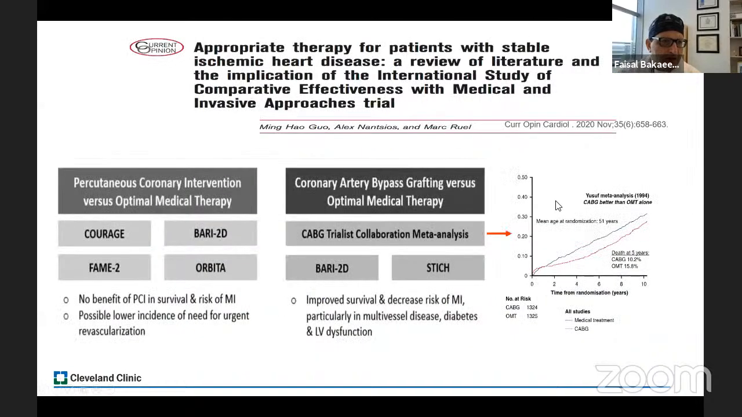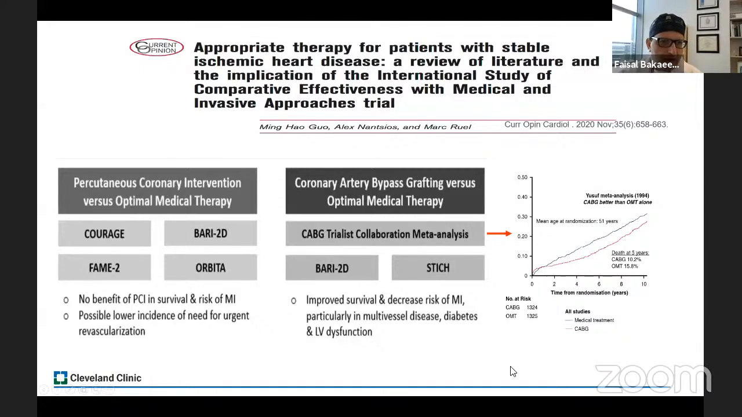I'm not going to spend much time on this slide, but it's a comparison between PCI versus optimal medical therapy or CABG versus optimal medical therapy. And even though there is not a single study that shows the superiority of PCI over optimal medical management, there are many studies that show the superiority of CABG in that setting. PCI is good when you have an MI in the acute setting, but in the setting of stable coronary artery disease, in the setting of stable angina, COURAGE, FAME 2, BARI 2, ORBITA, and more recently, the ISCHEMIA study showed no benefit of PCI.